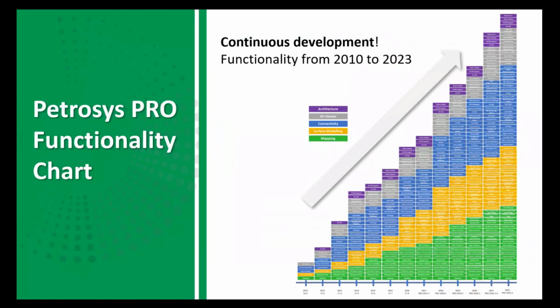So the functionality of Petrosys PRO, as we've grown over the last 13, 14 years, you can see here that we've added a lot of different functionality into the software. So the architecture's grown. The 3D viewer now includes a cross-section package in the latest version of Petrosys PRO, and the connectivity has expanded. Surface modeling options have grown, and so has the infrastructure that we have in our mapping software.